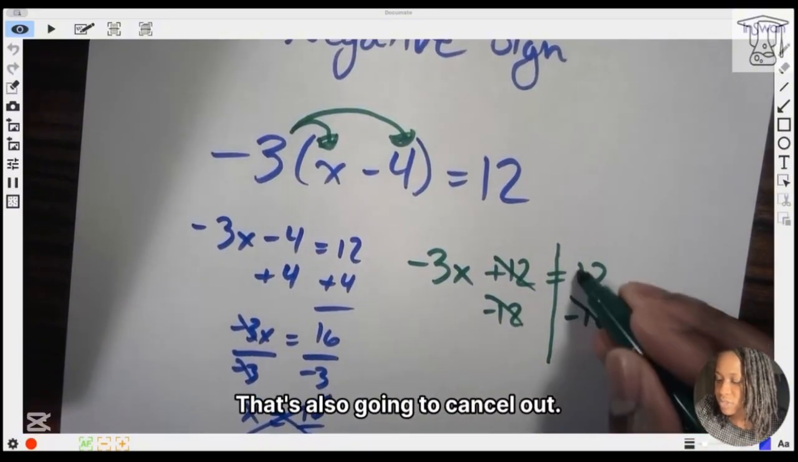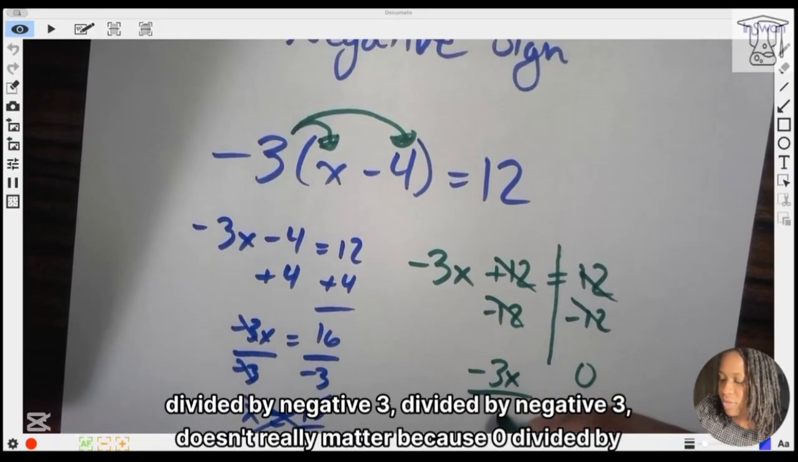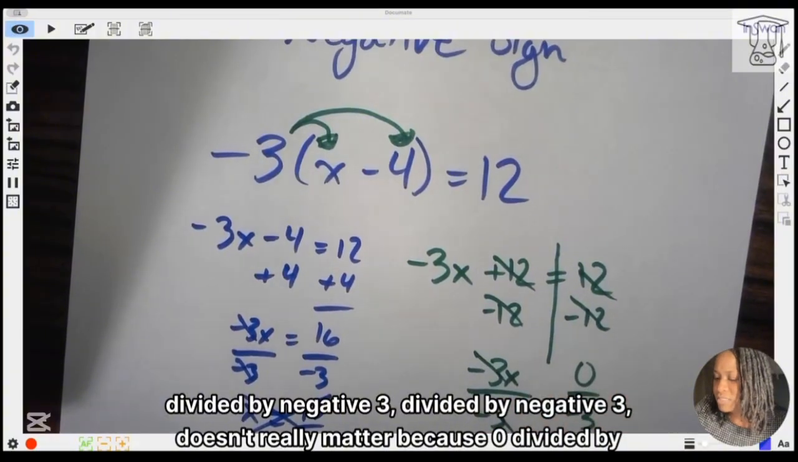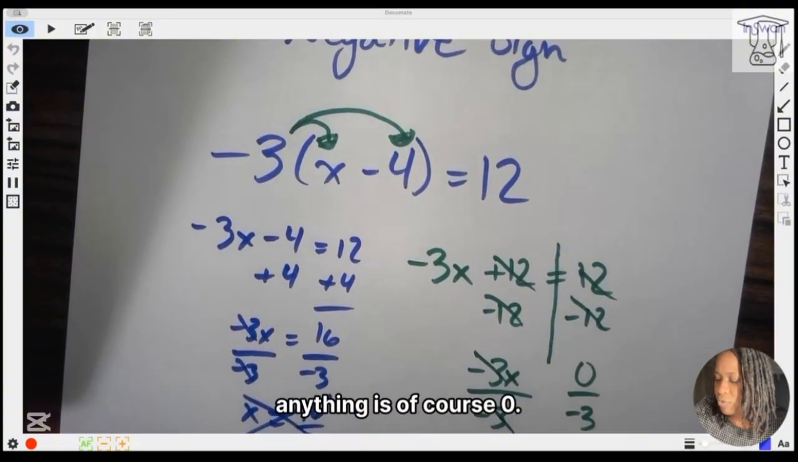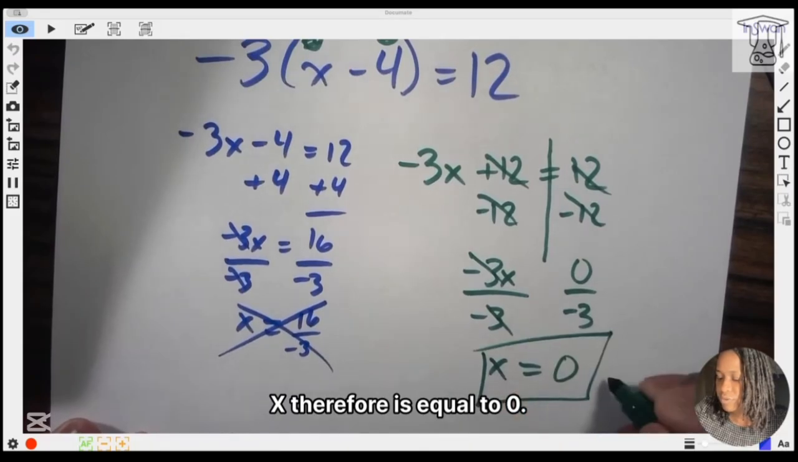That's also going to cancel out, and I'm going to end up with 0. -3x divided by -3, it doesn't really matter because 0 divided by anything is, of course, 0. X, therefore, is equal to 0.